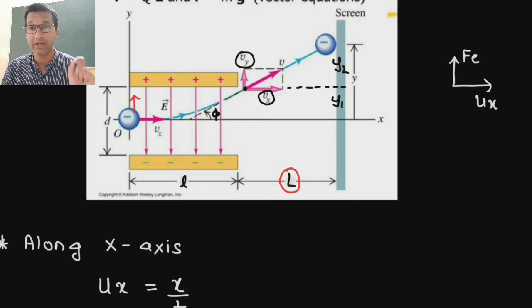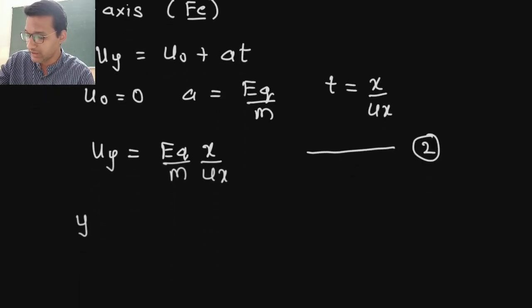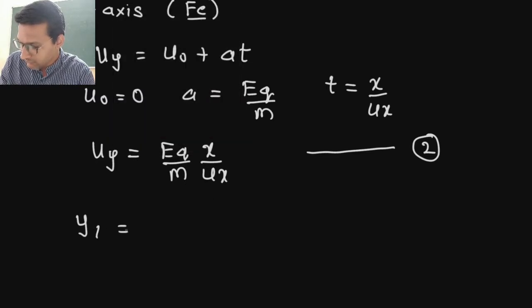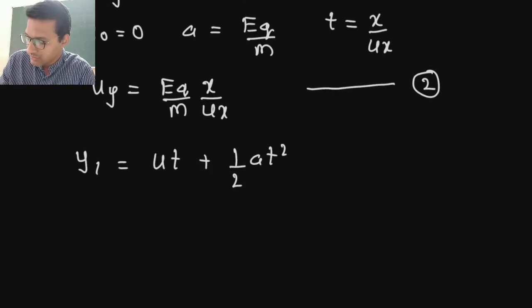y1 is when the particle is traveling between the plates. At that time there will be an upward force. Once it leaves these plates, then there is no force on this particle. So first we will be finding out y1. We know the equation for this, it is ut plus 1/2 at square, and we know that u, the initial velocity along the y-axis, is 0.